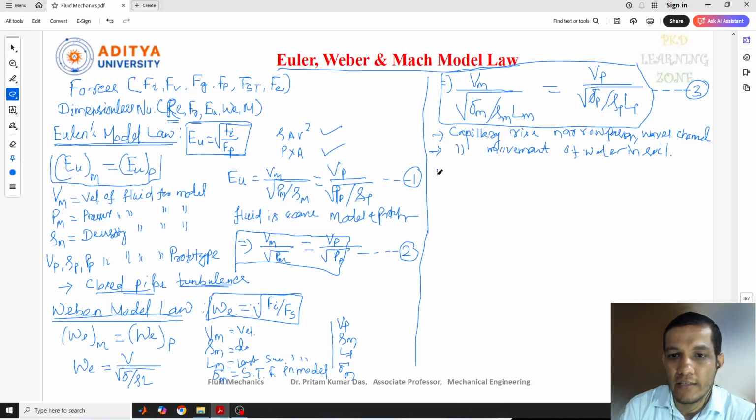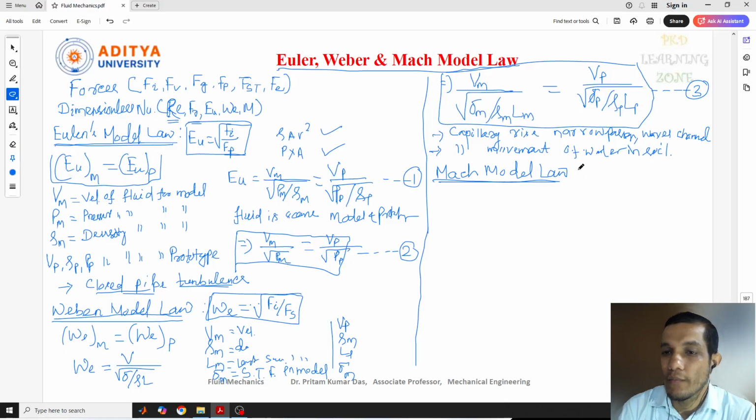Similarly, the last one is the Mach model law. What I told you is a similar concept that is again going to be used in this Mach model. That's why I have taken all these three models in the same lecture so that you can easily understand what is happening. This model law is designed based on the Mach number. What is the definition of the Mach number? It is defined as the ratio of the square root of inertia force. Inertia force will always be in the numerator.